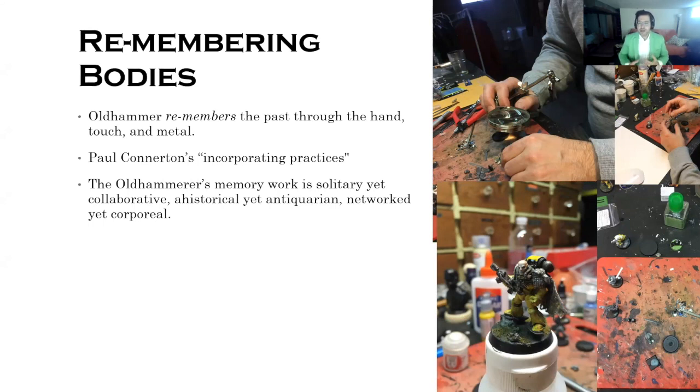on the human side, the body is used to reproduce some actions that are associated with this time period, specific techniques. As Ian said, the material demands different techniques. We'll come back to this with craft in a bit. And all of these are resonant with Paul Connerton's concept of incorporating practices as a kind of memory work, which uses the bodies of the participants as opposed to other objects to memorialize, commemorate, and revisit the past. This memory work is material in this sort of crass sense at the table, but it's also complicated, right? It's solitary, as we see, but it's collaborative through online discourse. It's ahistorical, yet antiquarian. It's networked, yet corporeal, even carnal in the weak sense.